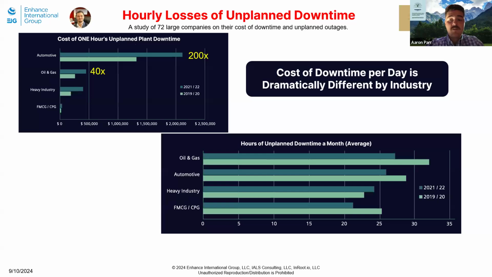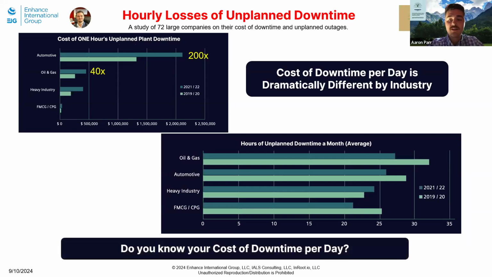So despite cost differences, most industries actually experience similar downtime durations. I think the important takeaway from both of these graphs is how important it is to know your business's true cost of downtime. It looks like on average, everyone's experiencing about 20 to 24 hours a month. It's about a day of downtime.